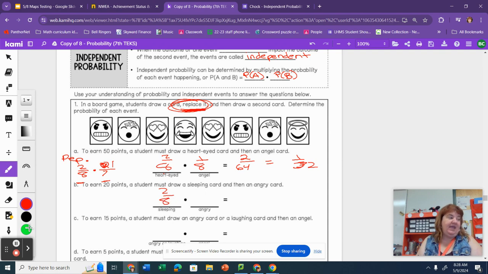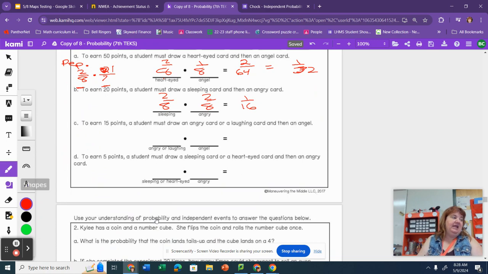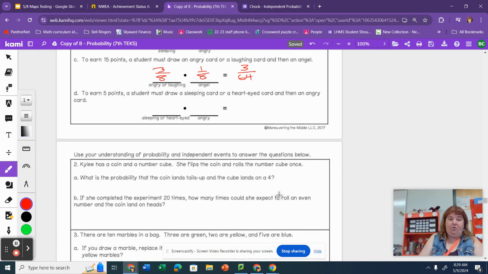Okay. So let's just do some of these answers. You have 2 out of 8, 2 out of 8, and then when reduced, you have 1 out of 16. You have 3 out of 8. You have 1 out of 8. And then when it's reduced, well, this one can't be reduced. It's just 3 out of 64. And then you have 4 out of 8 and 2 out of 8. And then again, once it's reduced, it's 1 out of 8.